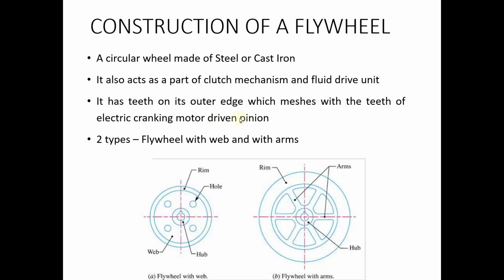Now we can see here two figures. One is a flywheel with a web-like structure, as I mentioned before, and these are the flywheels with arms. You can see here the arm structures. Instead of a web portion, there will be arms. So arms are used for flywheels which are much larger in size. Usually in four-wheelers and other vehicles, smaller flywheels are used, so we don't see such type of flywheels used in vehicles.